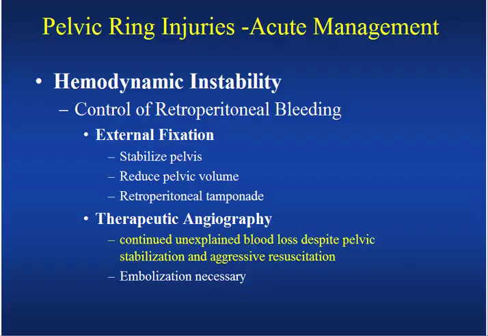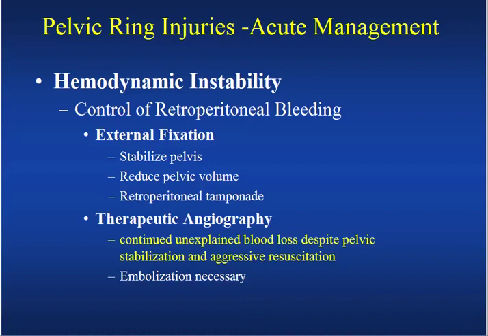Control of the retroperitoneal bleeding. The tried and true mechanism for doing that in the literature is external fixation of the pelvis. Basically what you do is apply some pins into the anterior pelvic ring and reduce the pelvic volume, and thereby that will lead to tamponade of the vessels. And that works very well for patients in which the blood loss is from the posterior venous plexuses. And again, that represents about 80% of the patients with significant bleeding from pelvic fractures.